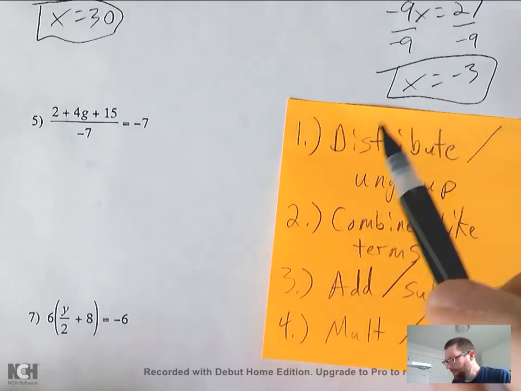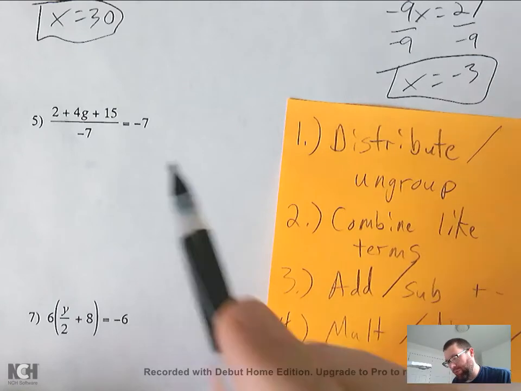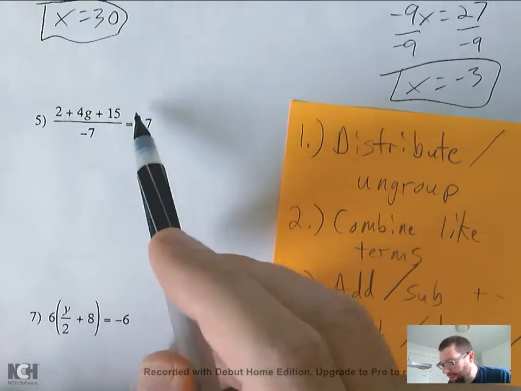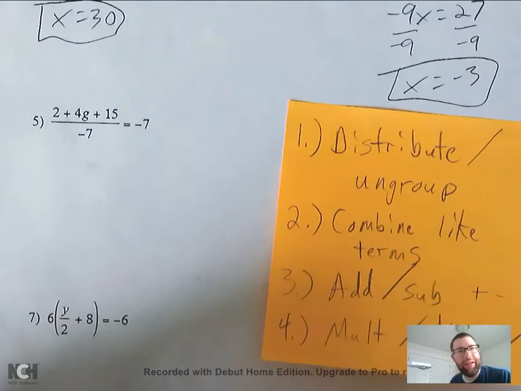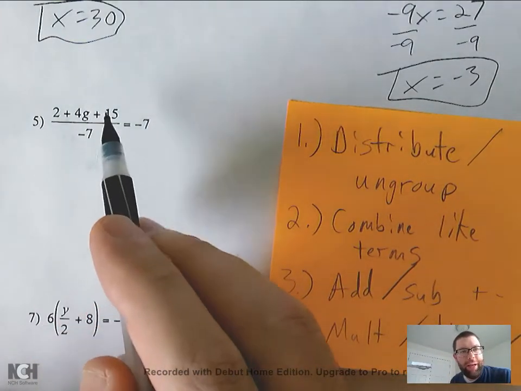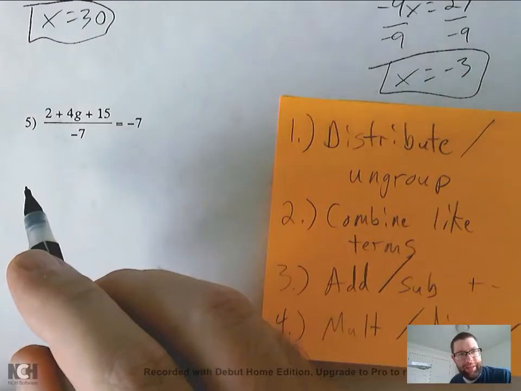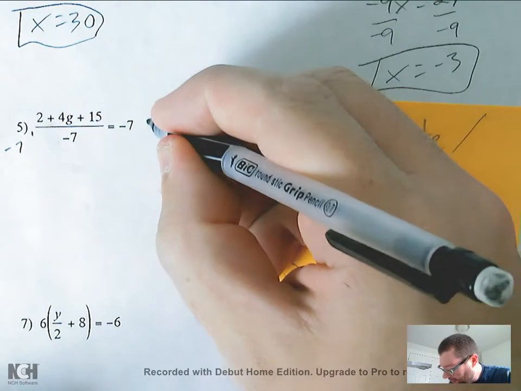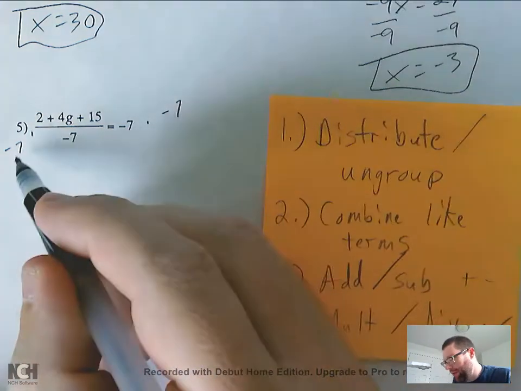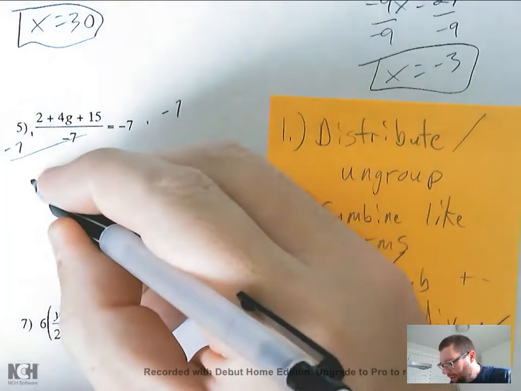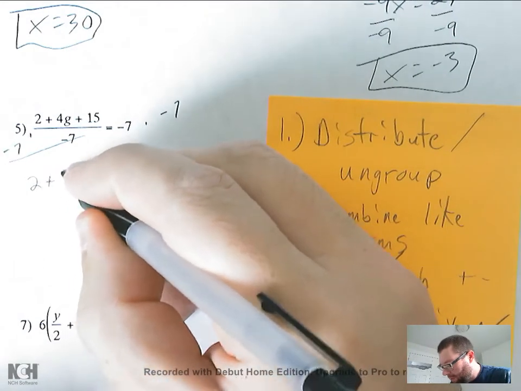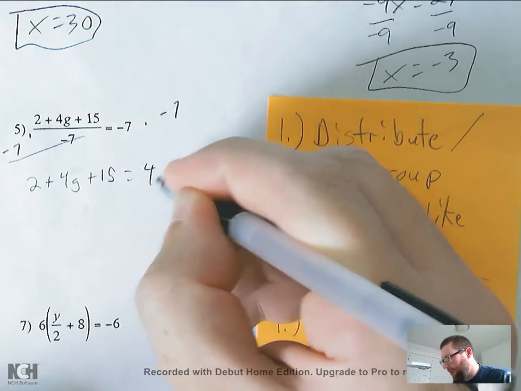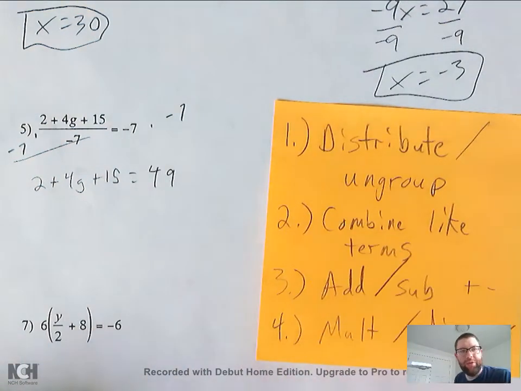So first thing we look for is anything distribute or ungroup. We do have a group right here, right? Those three terms on the top are being grouped by this negative 7 that is dividing. So we're going to get rid of that negative 7 first. It is dividing. So to get rid of it, we would have to multiply each side by negative 7. Multiply by negative 7. That cancels out. You're left with 2 plus 4g plus 15 equals positive 49. Because a negative times a negative is a positive.